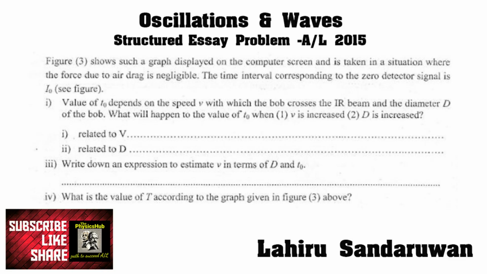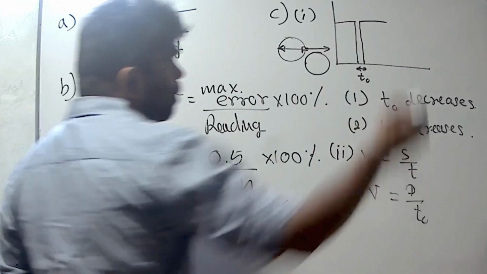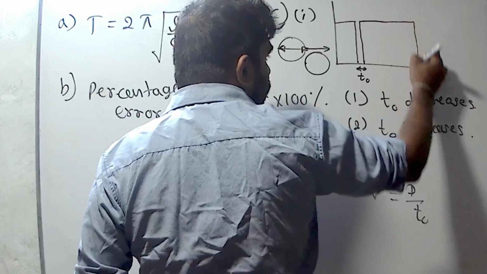Part 3. What is the value of T according to the graph given in Figure 3 above? We can consider the given graph.